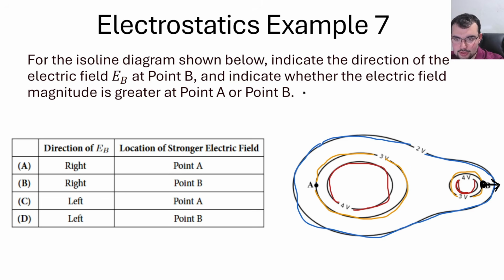And then where is the field stronger? Well, since E field is the slope of the terrain, we're looking for lower spacing, and the equipotentials are clustered closer together at B also. So it's right and B.